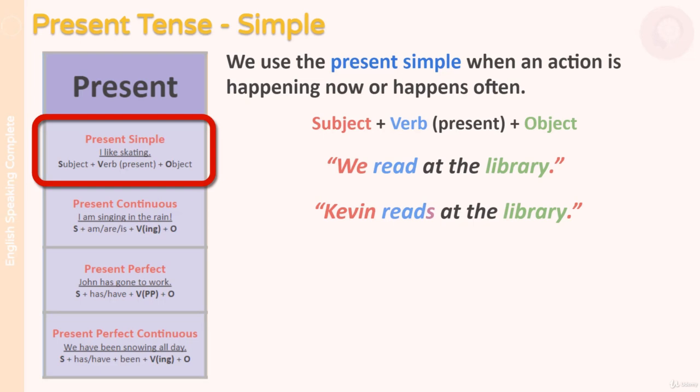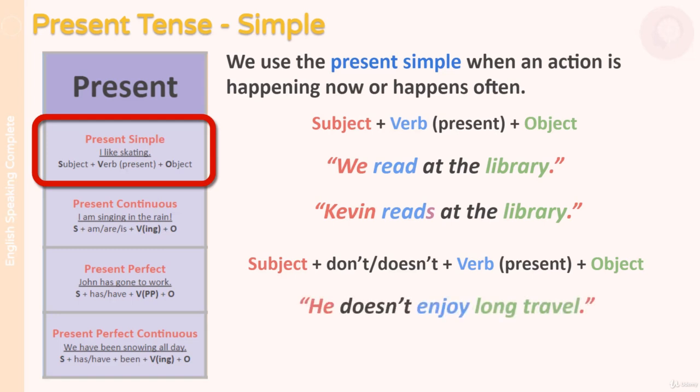But how could we use this in a negative way to say something isn't happening? Quite simply, we use subject plus either don't or doesn't plus verb and plus object. He doesn't enjoy long travel. I don't exercise at the gym. So using doesn't or don't in the negative form.